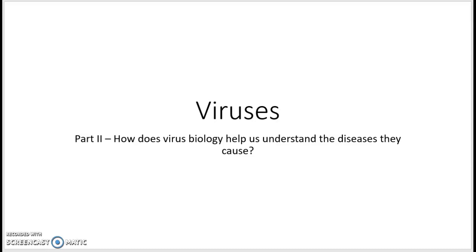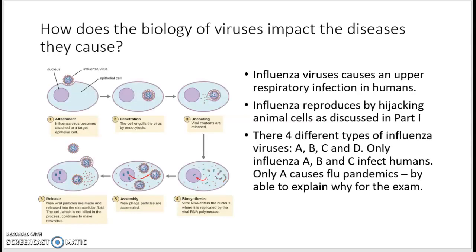So now that you know a little bit about virus biology, how does that biology help us understand the diseases that viruses cause? So the first thing that we'll talk about is influenza. As you'll remember, influenza is a virus that causes upper respiratory infections, typically in humans. And we discussed a little bit about how influenza reproduces by hijacking animal cells in part 1.